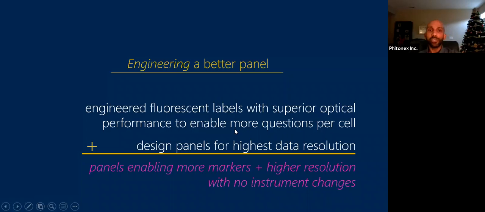So again, how can we change the game with flow cytometry? We can engineer a fluorescent label that has superior optical performance that enables more questions per cell. Add that to a panel that is designed to achieve the highest data resolution, and together those enable us to design a panel that can examine more markers with higher resolution with no instrument changes. So that's the key. You don't need to buy a new cytometer. You just need to make your cytometer do what it's supposed to do.